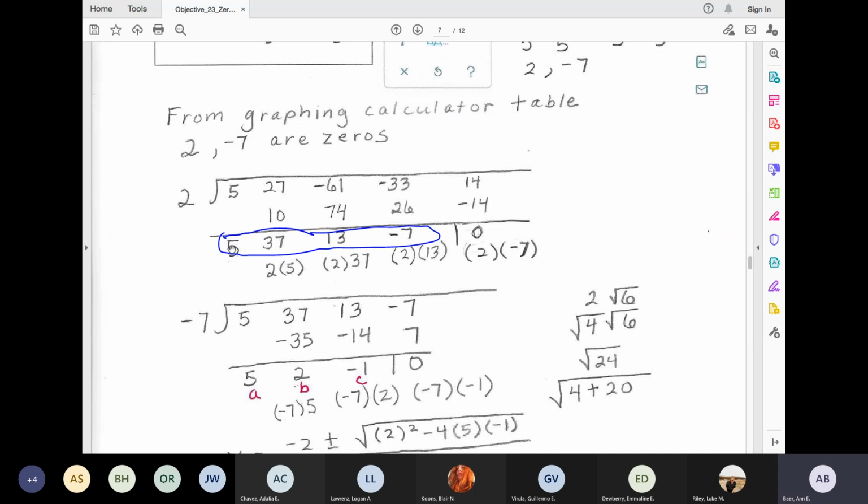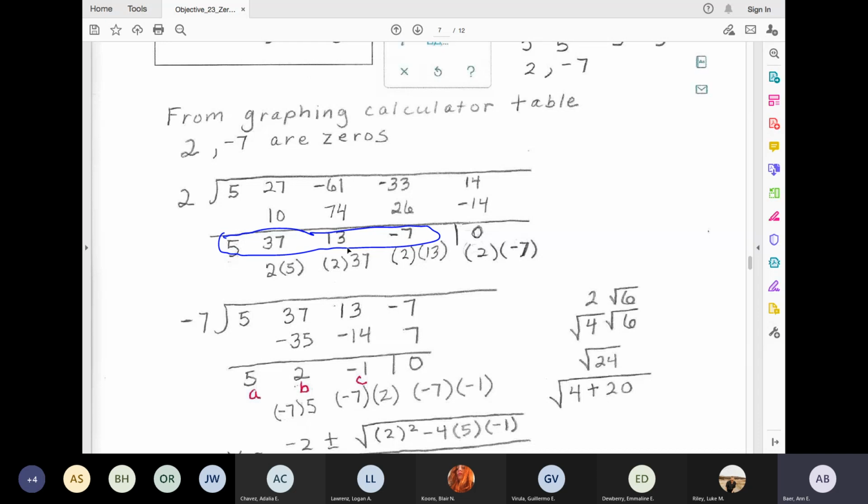Multiply. 2 times 5 is 10. I wrote it down here if you need that. And then add straight down. 27 plus 10 is 37. Multiply. 2 times 37, I wrote it down here, is 74. Add straight down to get 13.